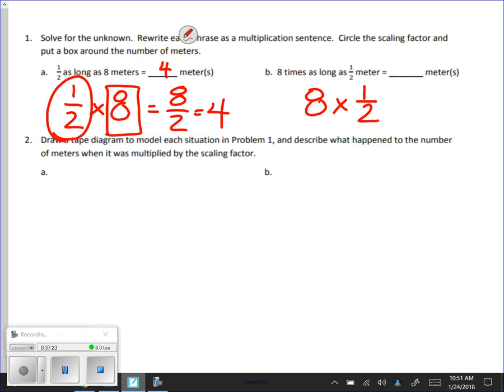So which one is the scaling factor? Which one gets the circle? Which one gets the square? The 8 gets the square, and the 1/2 is the circle. Wait, no. This one gets the circle, and then that is the square. Would I still get the same answer? Yes, because you still multiply across. So 8 times 1, 8. 2 times 1, 2. 4.